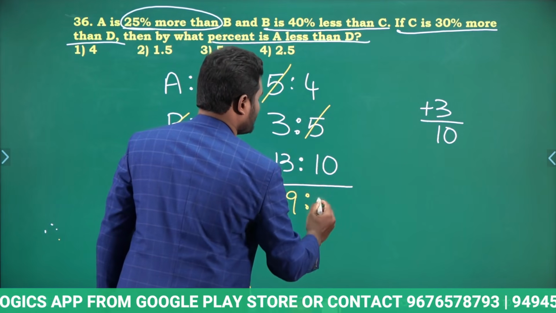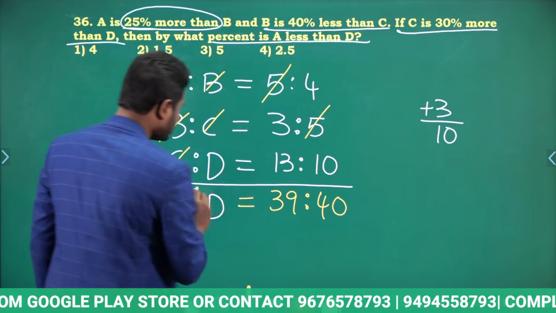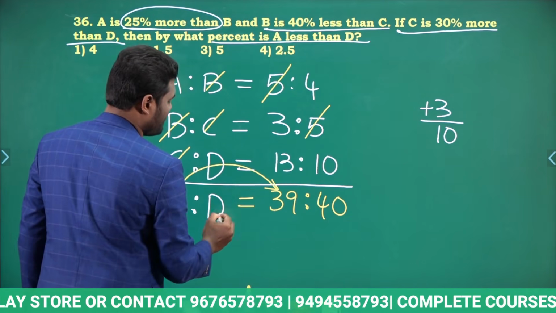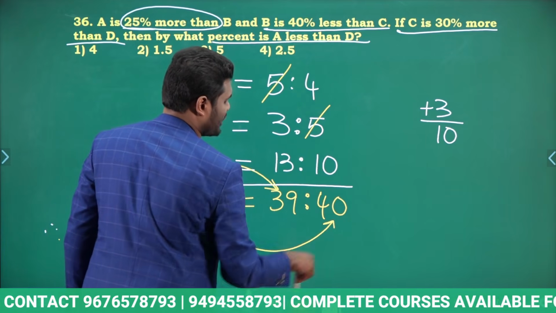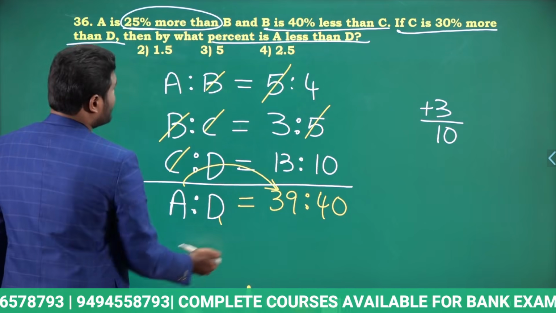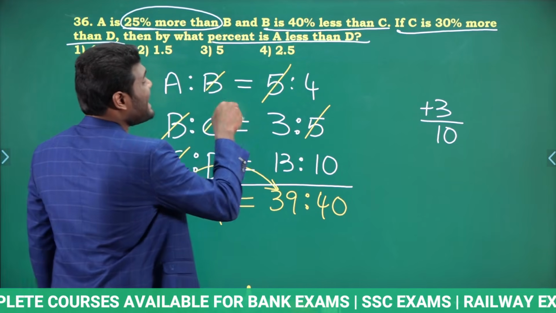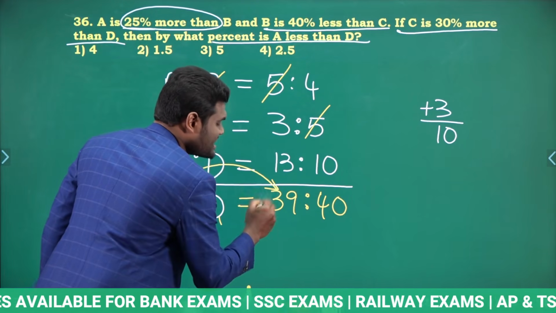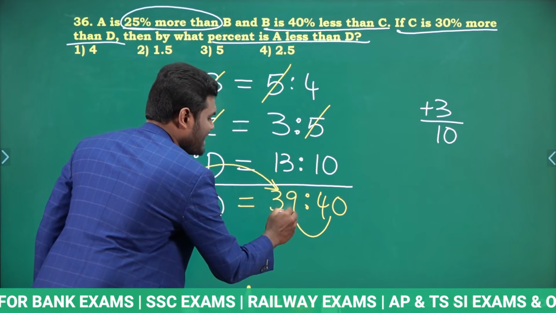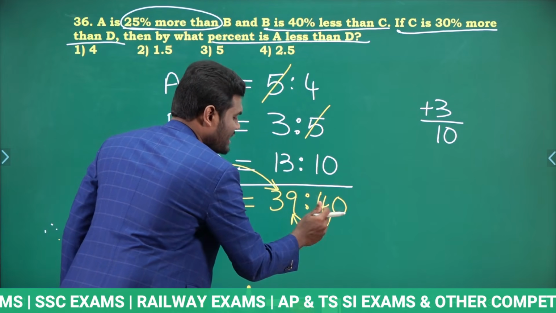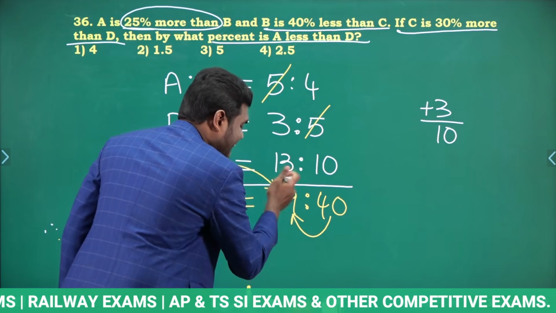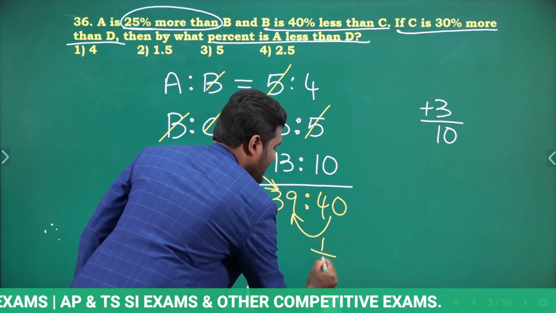Similarly, 4 into 10 is 40. Which means A is 39 parts and D is 40 parts. Now, what is your question? Your question is, then by what percent is A less than D? Look here, A is how much less than D? If you look here, A is 39 and D is 40. So, A is 1 less than 40.